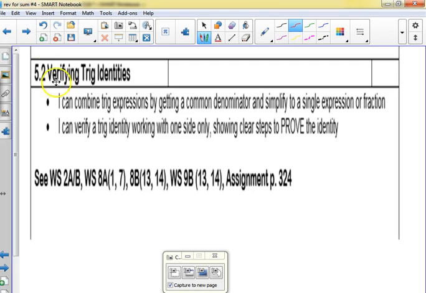So verifying, it says for verifying, you can go to worksheet 2, which is where we took the notes. You can go to your assignment on page 324, do the ones that were assigned or extra practice. There's extra ones worked out in my book over there. It also says there's a few on worksheet 8 and 9. You want me to do a couple of those maybe?